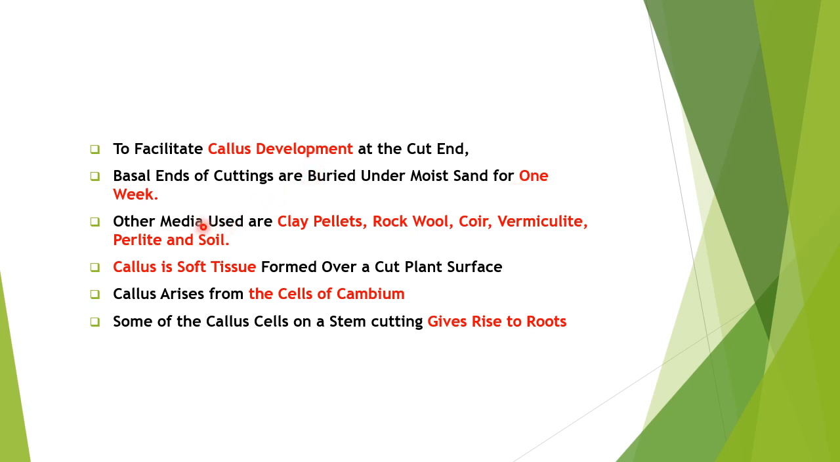Or you can put them in other media such as clay pellets, rock wool, coir, vermiculite, perlite, and soil. We have already discussed these soilless mixtures. The callus is a soft tissue formed over a cut plant surface, arising from the cells of the cambium. Some of the callus cells on a stem cutting give rise to roots. So callus formation leads to root formation, especially adventitious root formation.